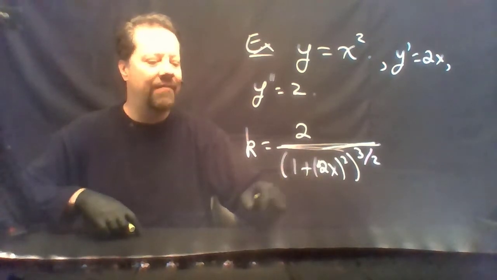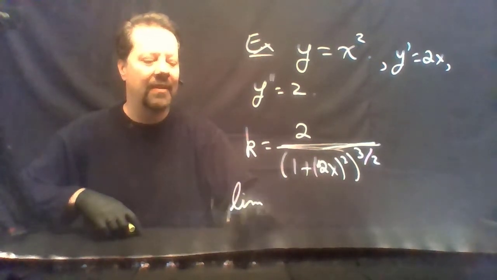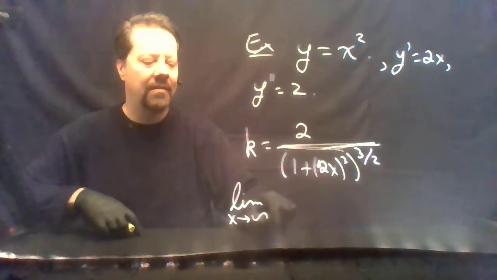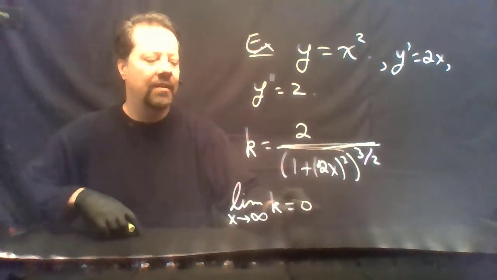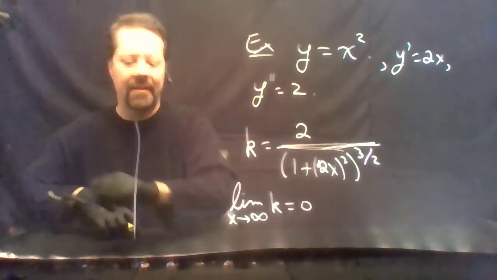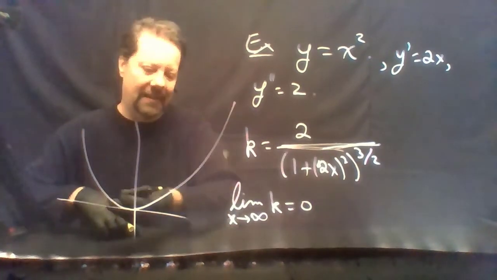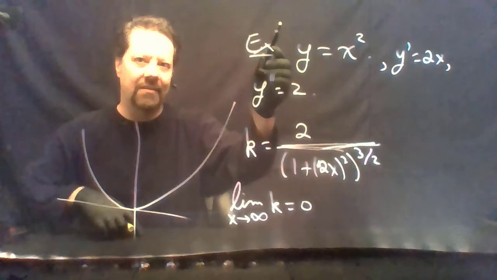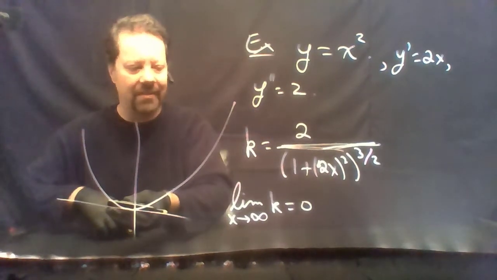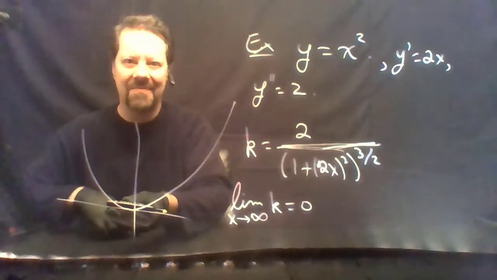As x tends to infinity, the curvature goes to 0. Which makes sense, because for a parabola, you get less and less curvature as you go out. The highest curvature is at x equals 0.